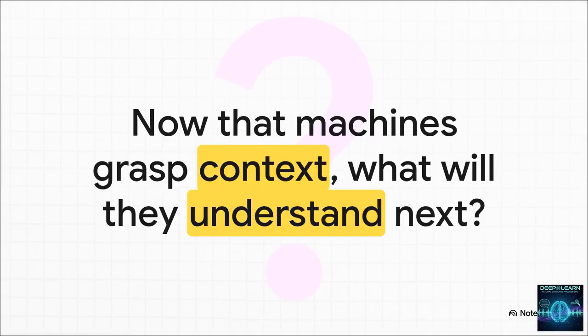And that leaves us with one final thought. We started this whole journey with the machine just trying to understand a single word in a sentence. Now they can understand the context of huge documents, of images, even sound. So now that machines can truly grasp context, what's next? What's the next great frontier for their understanding?